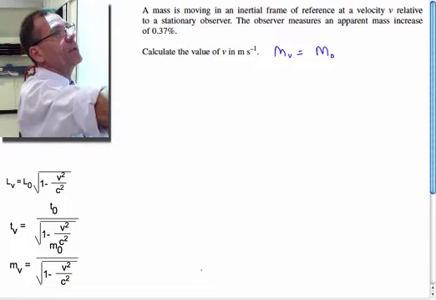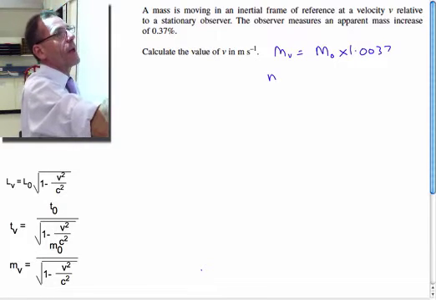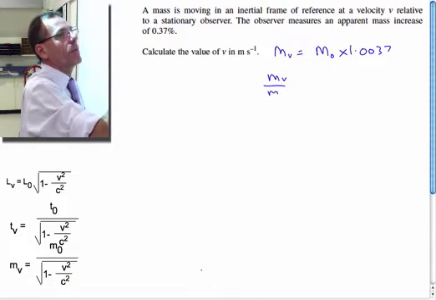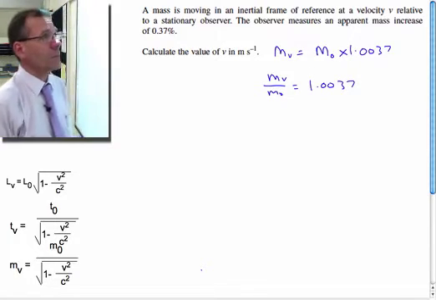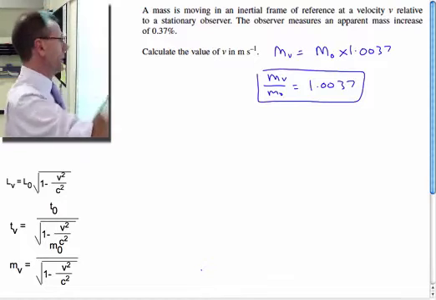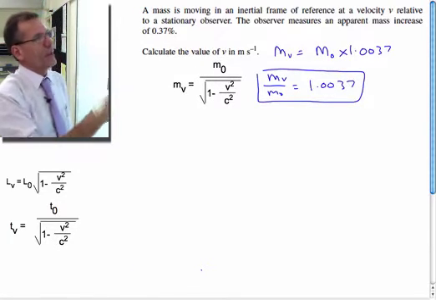So m_v is m naught times 1.0037, or m_v on m naught equals 1.0037. Okay, we're going to store that little bit of information away. Grab out our law, our mass dilation law, and then we want to rearrange this to find velocity.